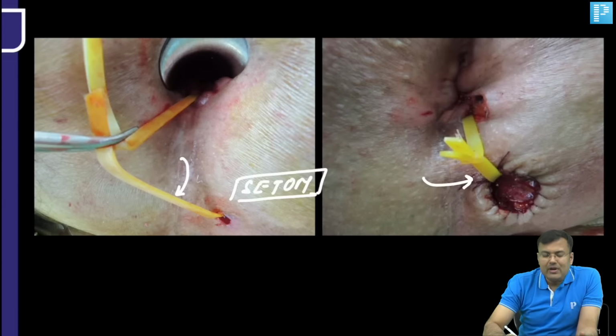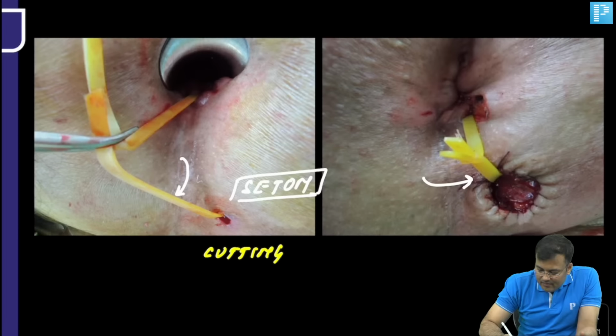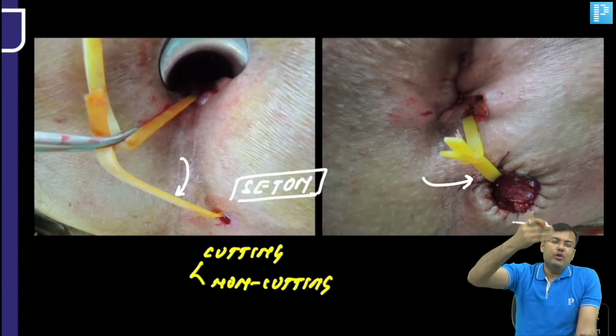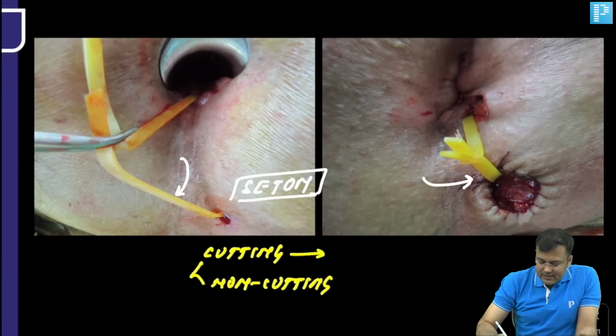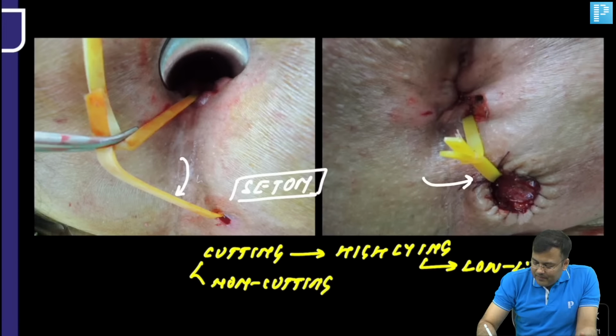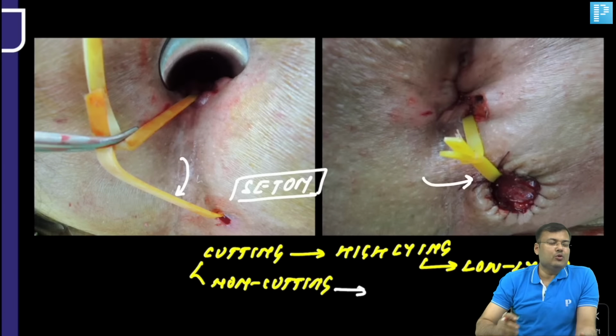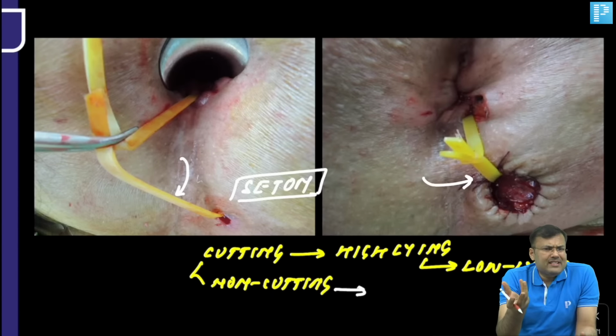Mainly we are using two kinds of seton. One is cutting seton and the second is non-cutting seton. What is the role of cutting seton, guys? It is going to cut a high-lying fistula into low-lying fistula. So, it converts high-lying fistula into low-lying fistula. And non-cutting seton, mainly it is going to control the infection. So, whenever some pus collection is there, infection is there, it is going to drain it.